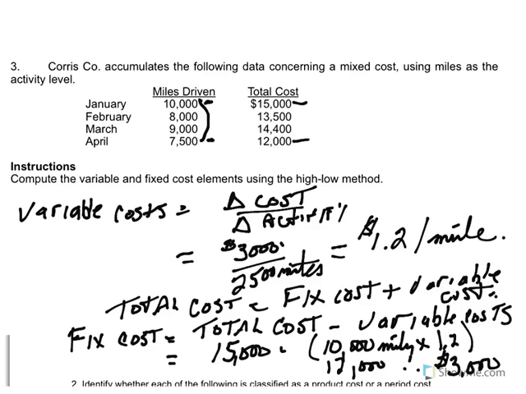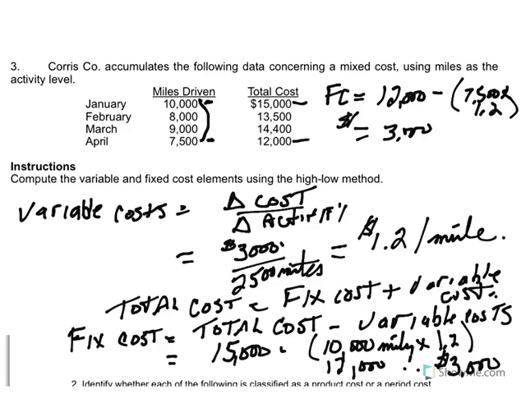If I took it at the low, fixed cost equals total cost, which is 12,000, minus 7,500 times $1.20, which equals $3,000. So therefore, my formula is y = a + bx, which is $3,000 plus $1.20 times every mile that is driven.